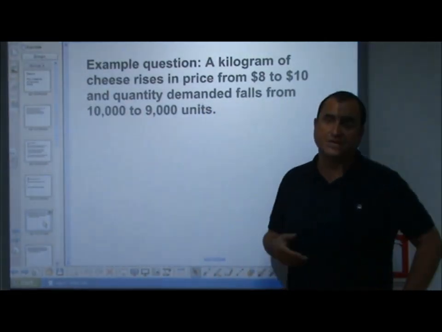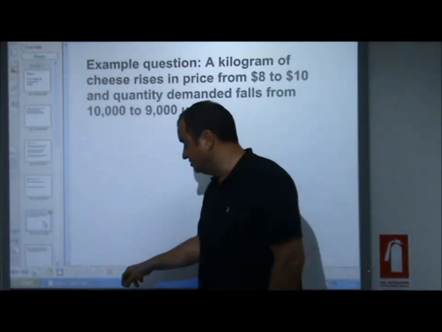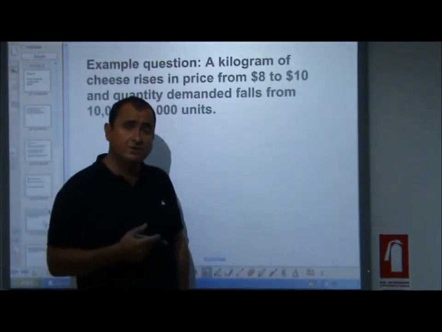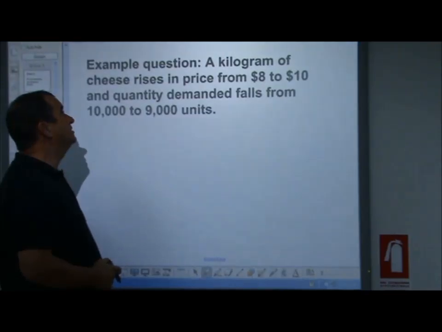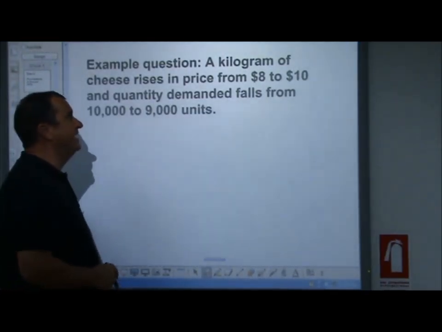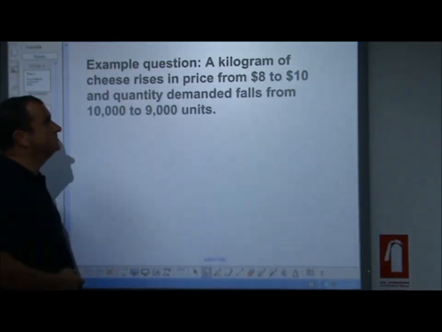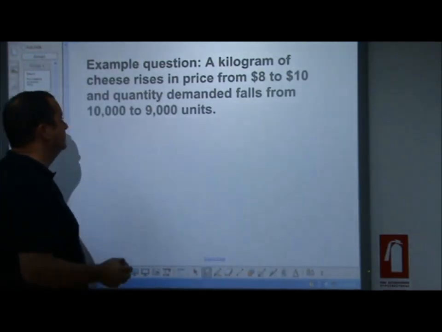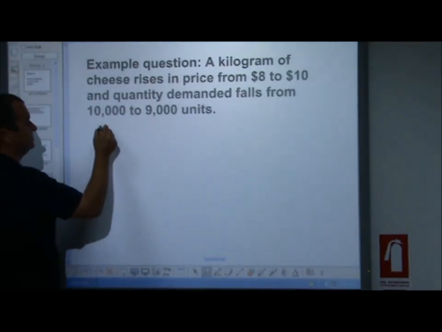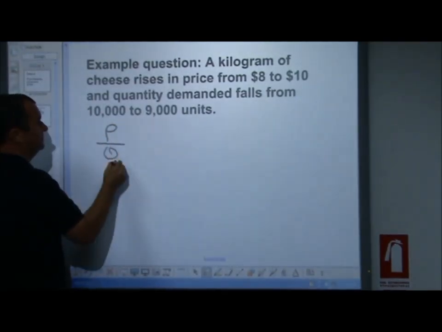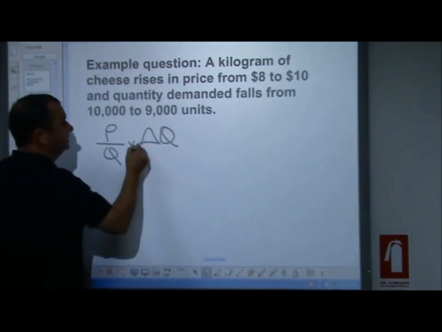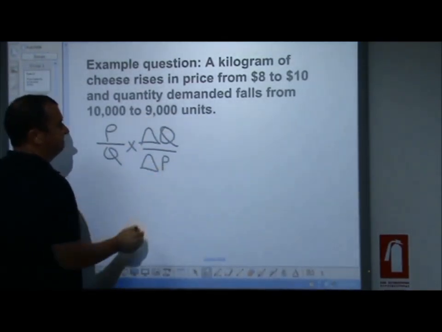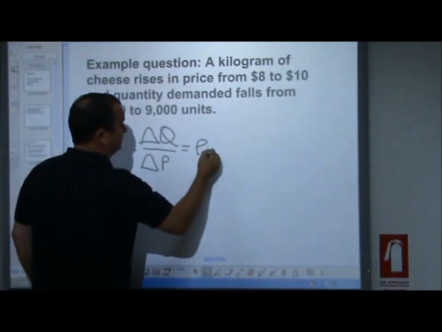I've got an example here where we can actually go through the calculations, and I can show you how we reach a value for PED. So an example question: a kilogram of cheese rises in price from $8 to $10, and quantity demanded falls from 10,000 to 9,000 units. Let's work through this. I'm going to use the first equation first of all. P over Q times change in Q over change in P equals PED. Delta is change.